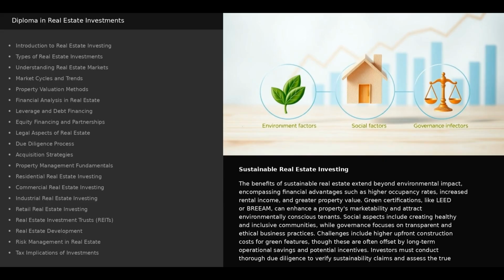Integrating ESG factors into investment decisions not only contributes to a better planet, but also positions portfolios for future growth and reduced risk in a rapidly evolving market. This approach represents a forward-thinking strategy for modern real estate investors.